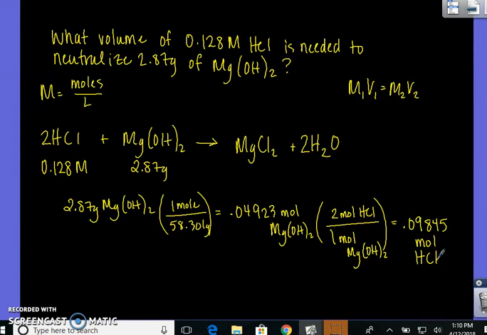Okay, so now you're like, well, that's fine. I got to this point, and I understand, but then all of a sudden it's asking me for volume, and now I don't know what to do. Okay, so this is where you let the units give you some inspiration. So I'm going to take my molarity equation and pull it down here. They told me that the concentration of my acid was 0.128 moles per liter, or it has a molarity of 0.128. And I'm going to set up a proportion.